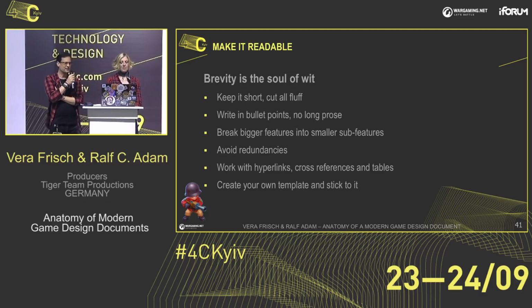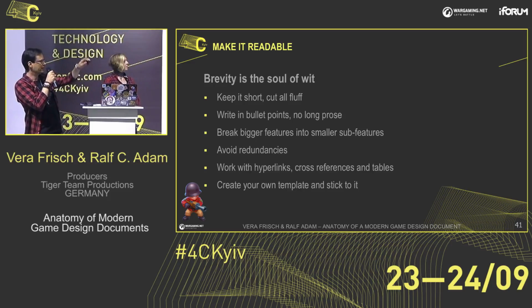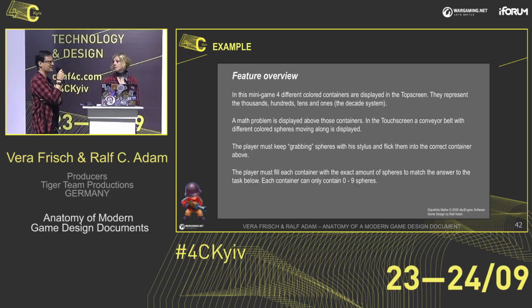Break bigger features into smaller sub-features. Avoid redundancies. For example, if you have tables and balance sheets, which coders especially love to have separate, then make hyperlinks. Don't write it again and again in different documents about what this feature is supposed to do, because when you have a change, you need to go into all individual documents and change it there again. So work more with hyperlinks. Create your own template, but then stick to it. So a little example here of a feature overview, and this is the level of granularity you might have in the GDD phase, like I said before.